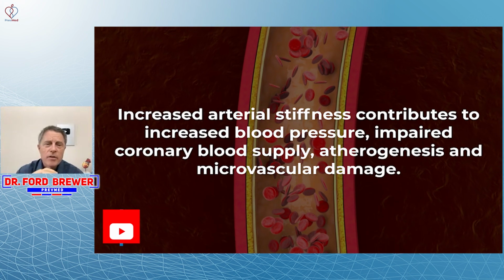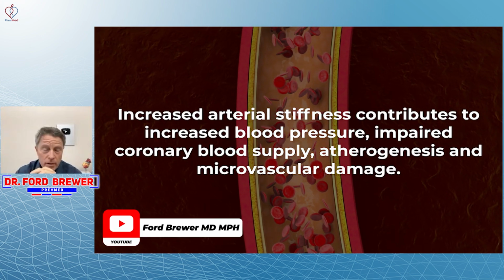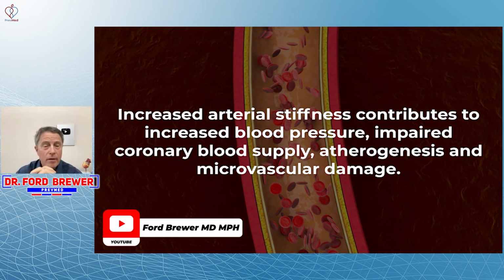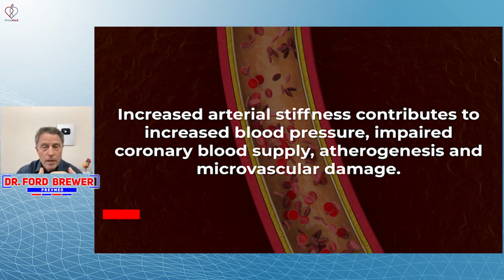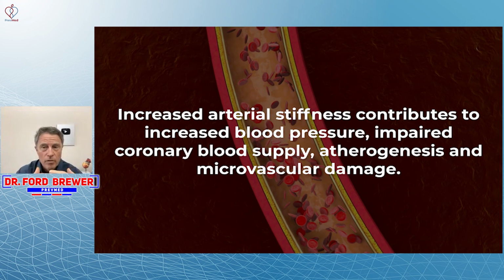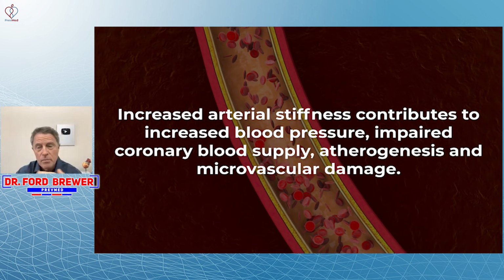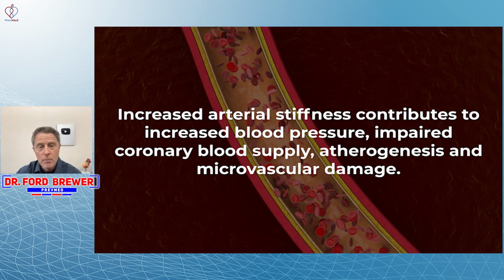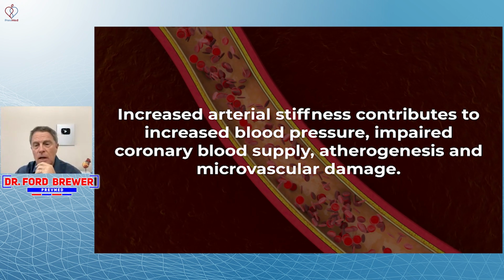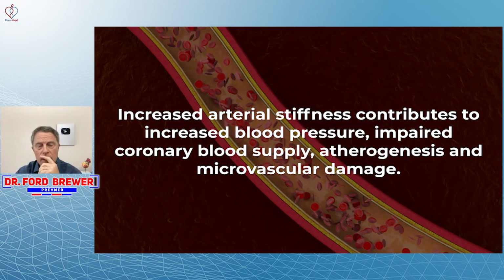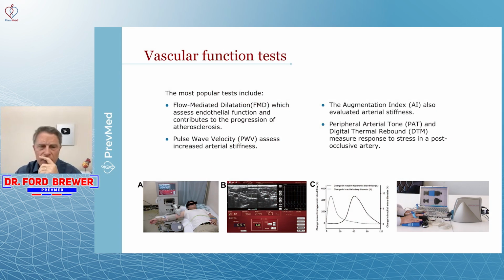You can get increased arterial stiffness, contributing to increased blood pressure, impaired heart blood supply, atherogenesis, in other words, athero meaning thrombus or plaque. Genesis meaning making, so plaque making and microvascular damage. That's the theory behind this type of vascular testing. Can we see how much stiffness is being created by plaque in the vascular wall and poor health with the intima and the media?